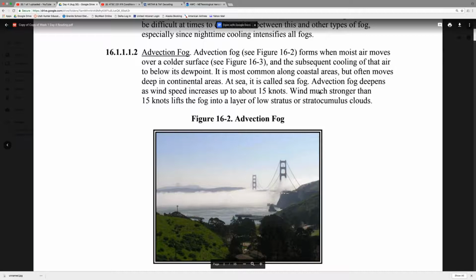Back with the radiation fog. How thick and how deep? I mean, how dense and how deep can it get? It's typically fairly thin, so we're talking like 60 feet thick, but it's enough to obscure visibility drastically. Okay. So it's thin layer, but it's very dense.